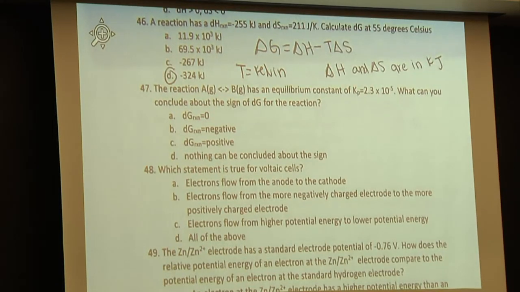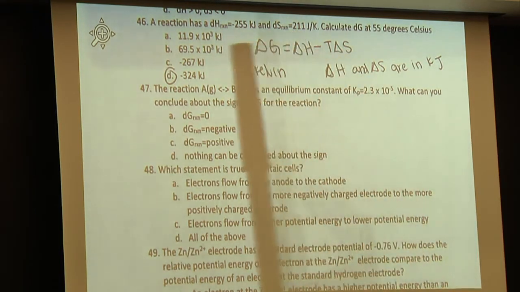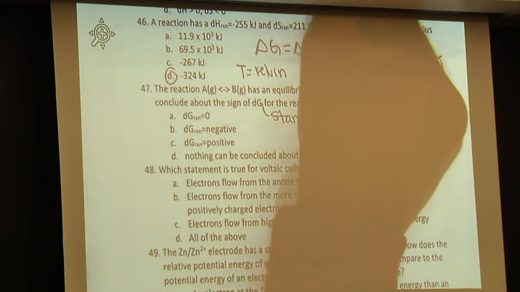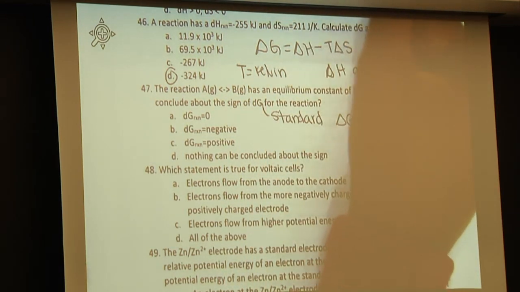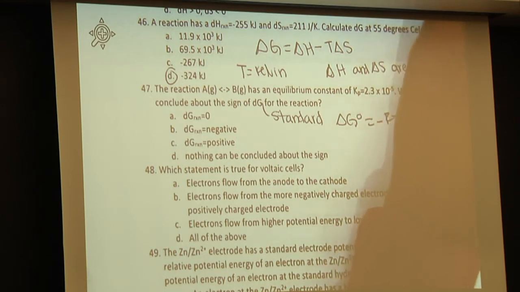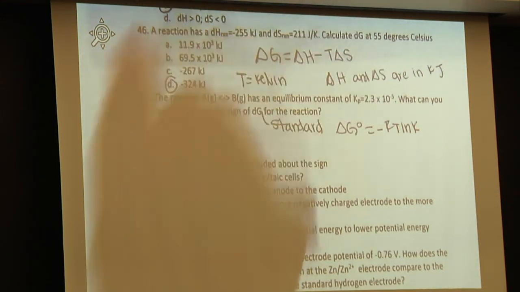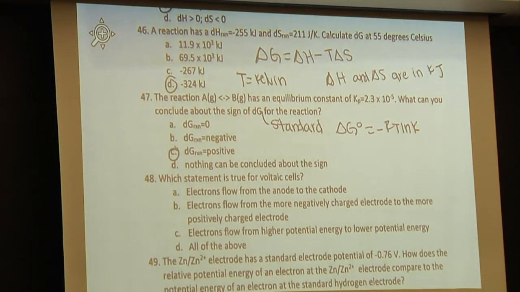All right, and this one is supposed to be number 47. I want to note that it's delta G standard. So you're using delta G equals negative RT ln K, not the Q. And so in this case, the answer would be C. I'm just going fast so that if you have any extra questions, you can ask me before we leave. All right, and then 48, which statement is true for voltaic cells?